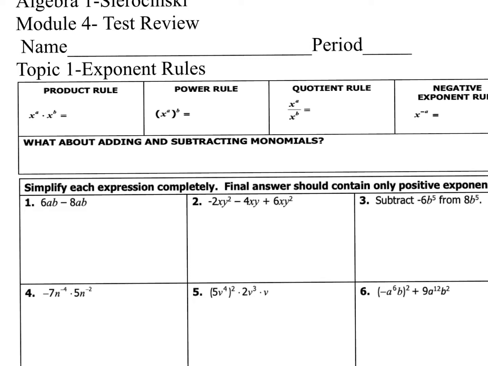Starting with exponent rules. The product rule says if you have two variables being multiplied with the same base, you add the exponents. So x to the a plus b. The power rule says if you've got a variable with an exponent being raised to a power, then we multiply the exponents, a times b. The quotient rule is the opposite of the product rule. So when you divide, you subtract.